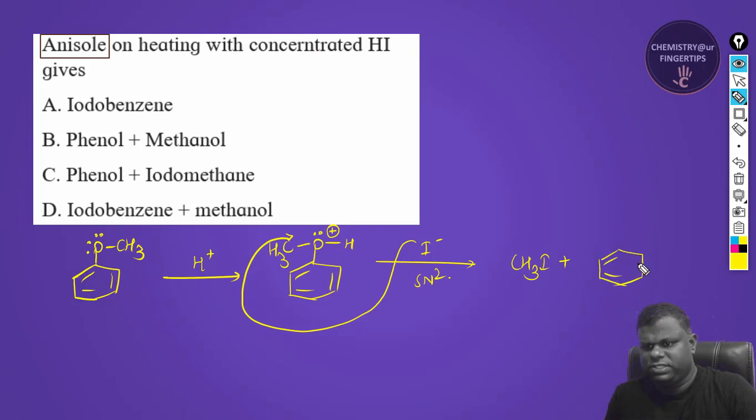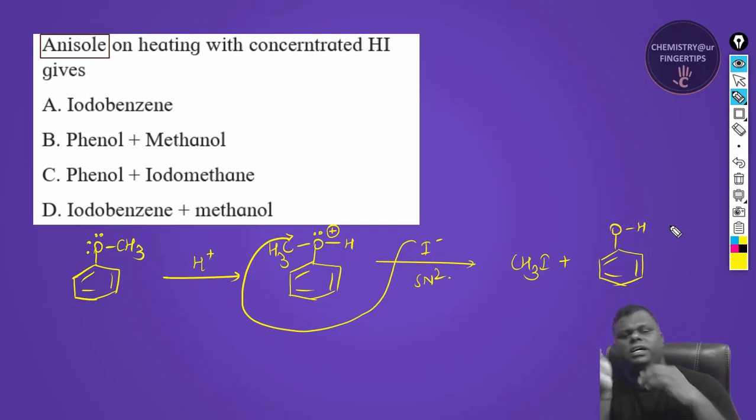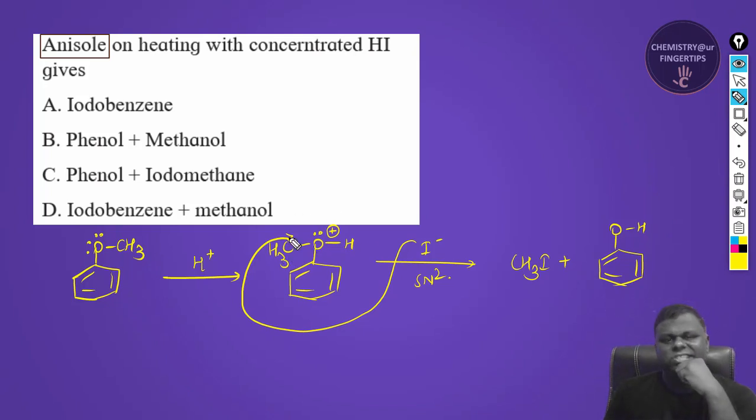Plus phenol. So this is basically the correct answer. And the question is, why is it attacking the alkyl group? Why not the benzene carbon? The reason is, there is less steric hindrance because it is an SN2 attack, right? SN2 attack. Now there is one more reason.